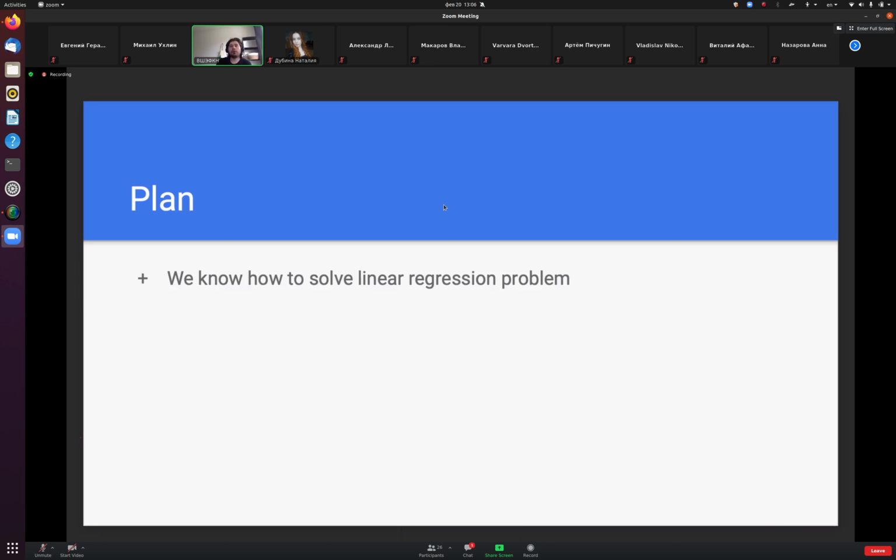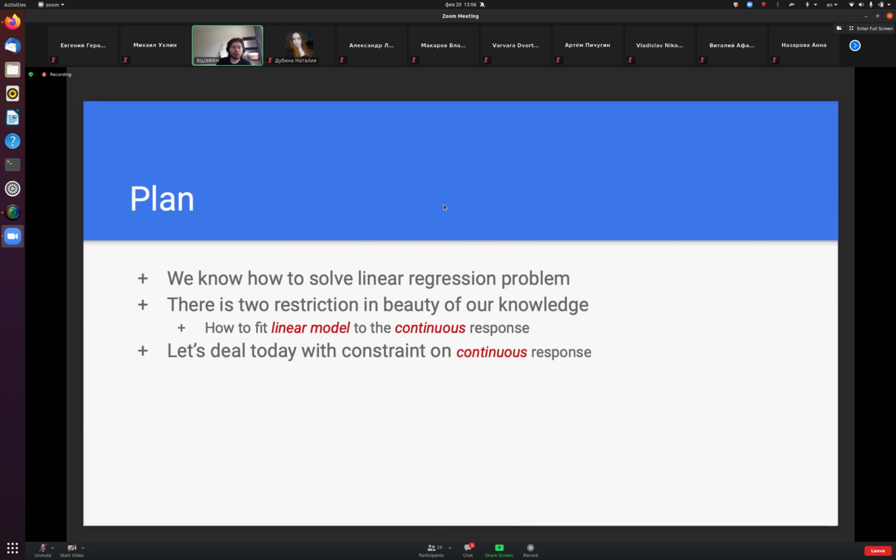So we know how to solve the linear regression problem, but there are actually two restrictions on the whole beauty of our knowledge: we know how to fit a linear model, and only to a continuous response. So all problems that we solved so far have a target variable that is continuous, one-dimensional, and takes any values that we could expect. Okay, so there are two constraints and we need to deal with them both, but let's do it step by step. Let's start from the second one.